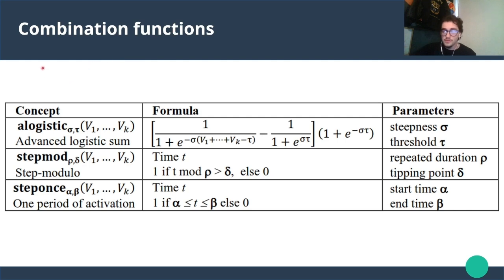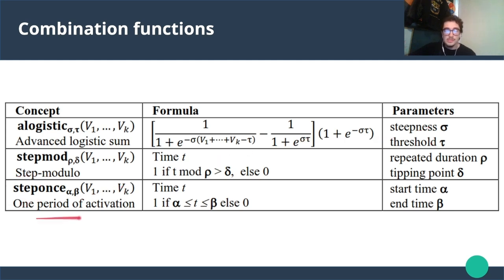So for the combination functions, three combination functions are used. The alogistic combination function is used for mostly all of the states in the network model, and these are the biological states basically. The step mod is used for one state which is representative of breathing under normal circumstances. So this just is a repeated duration, and it just goes up and down. It just represents a different type of stimulus.